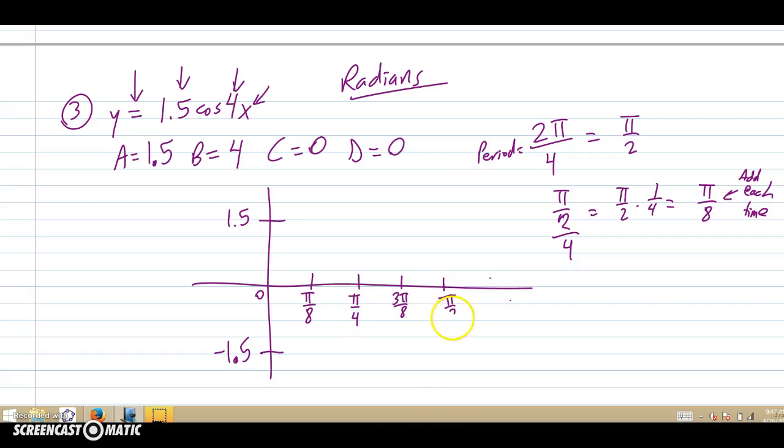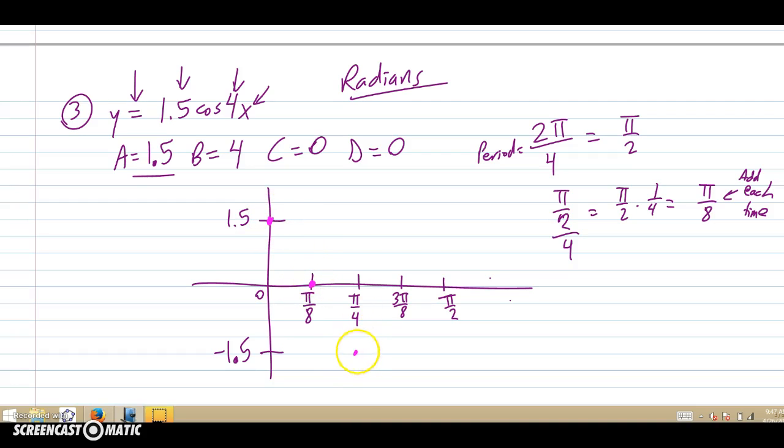By the way, no surprise, we started at 0, and we said our period was pi over 2. It should end at pi over 2. So there's our 5 critical points: 0, pi over 8, pi over 4, 3 pi over 8, and pi over 2. Our A value is positive this time, so cosine will start at a high point, not a low point. And at pi over 8 it'll be at 0.